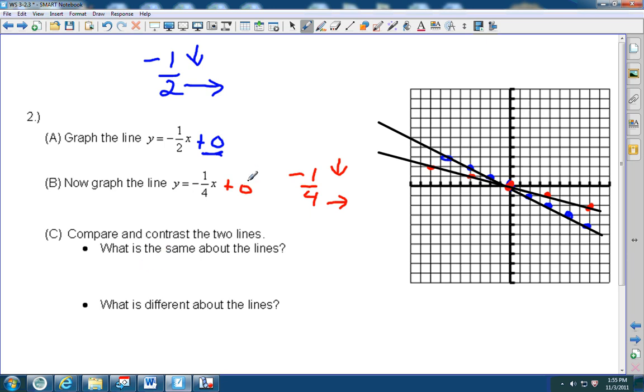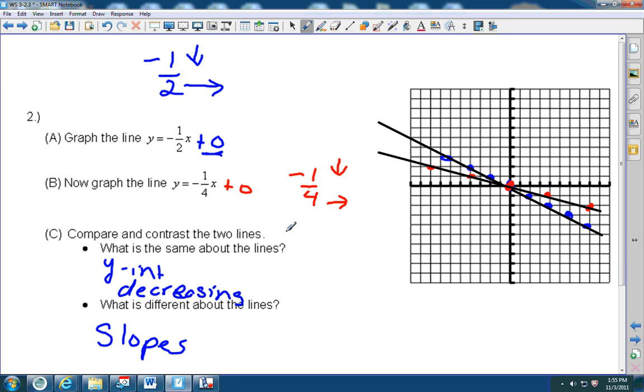Well, they both start at 0, 0. So the y-intercept is the same. They're both decreasing, which means the slopes are negative. What's different about the lines? The slopes are.